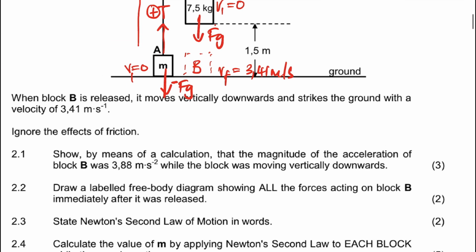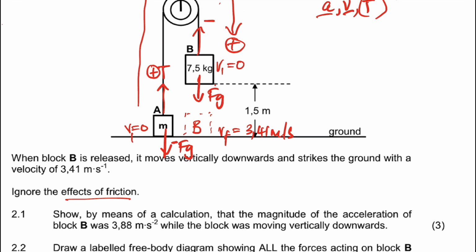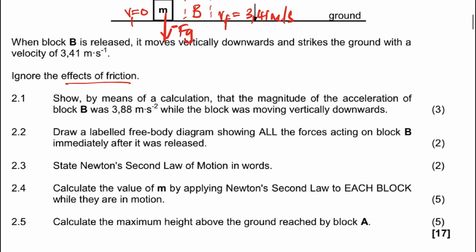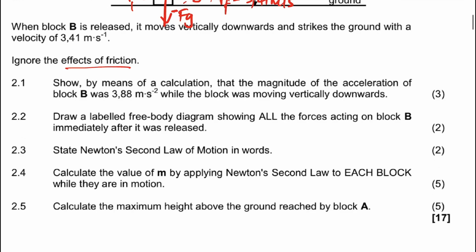Now, it says ignore the effect of friction. Guys, if we did not ignore the effect of friction here, we would have air resistance that resists the two objects from moving, that opposes the motion. Now, guys, it says in 2.1, show by means of a calculation that the magnitude of acceleration of block B is 3.88 meters per second squared while the block is moving vertically upwards.